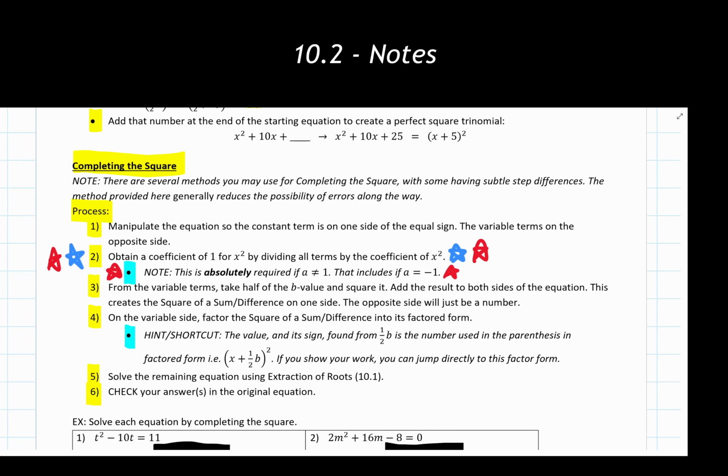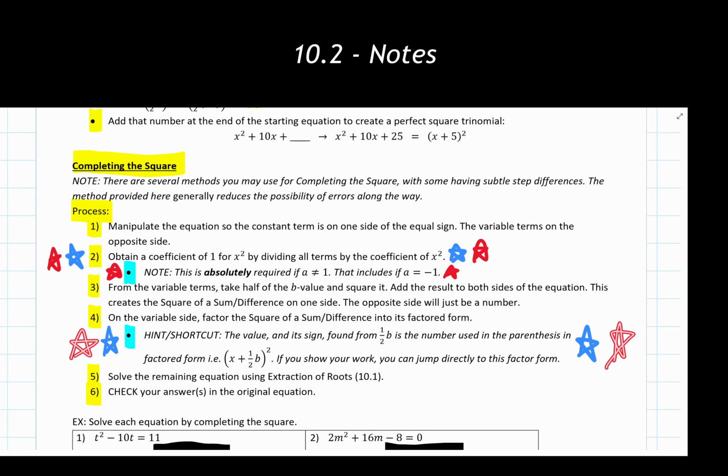And again, the hint that I mentioned up above is still going to apply here. If we show our steps when we take half the b value squared, we end up just seeing that value, or half of the b value, get put into this part of our fully factored form on that left side. We'll see some examples of this to see where the shortcut comes into play, but this is a huge time saver right here.